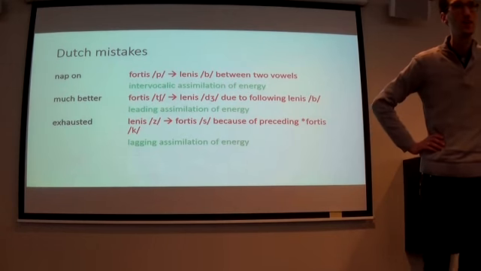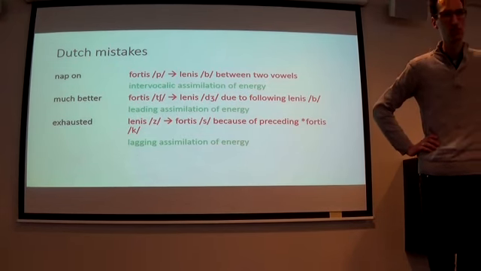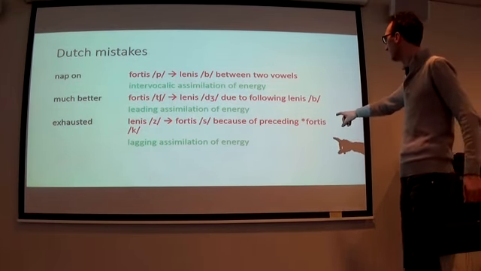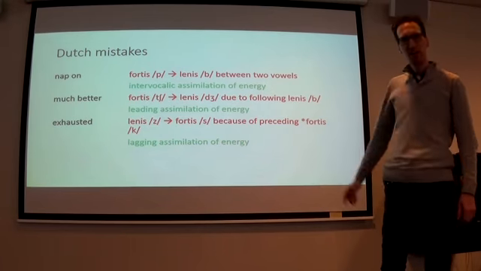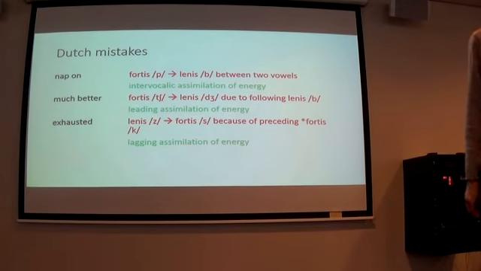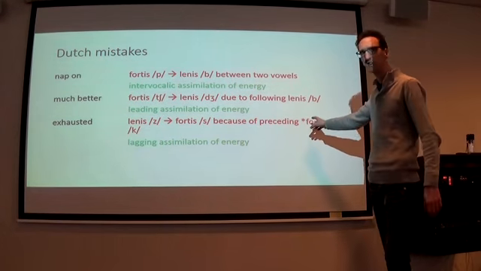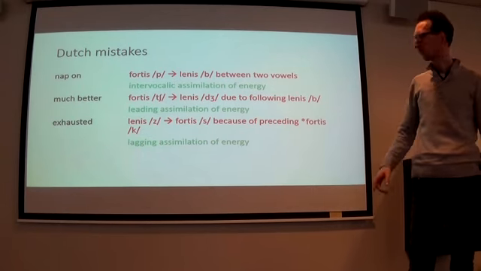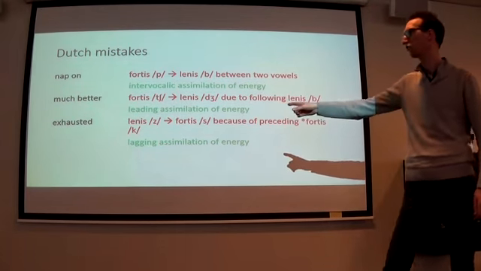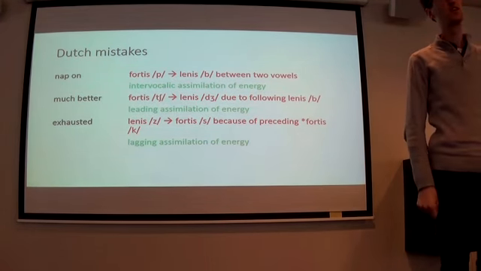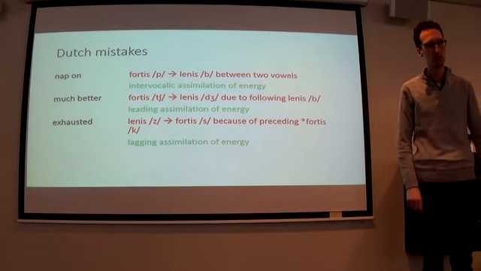Why is there an asterisk? Asterisk generally means incorrect. In linguistics, an asterisk is used to indicate this is incorrect. So the fortis k is wrong. It should be g, but we Dutch people tend to say ik zoosted rather than ig zoosted.